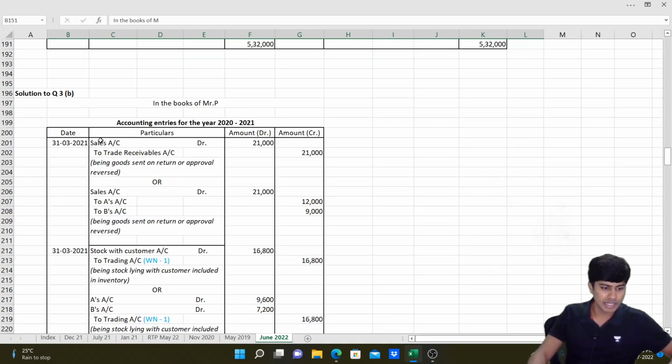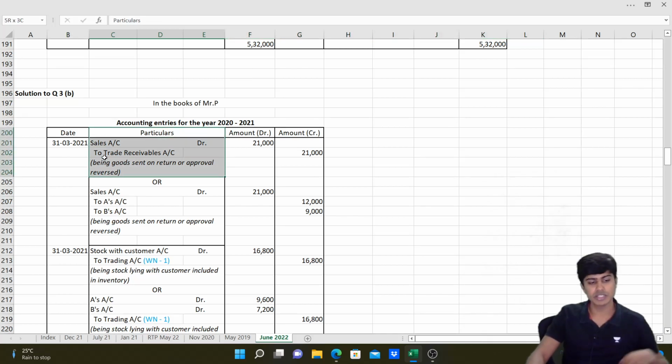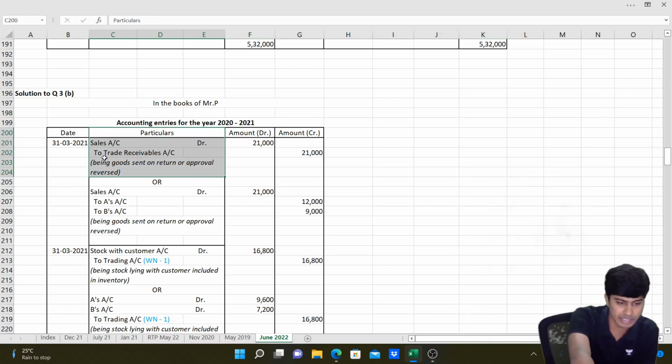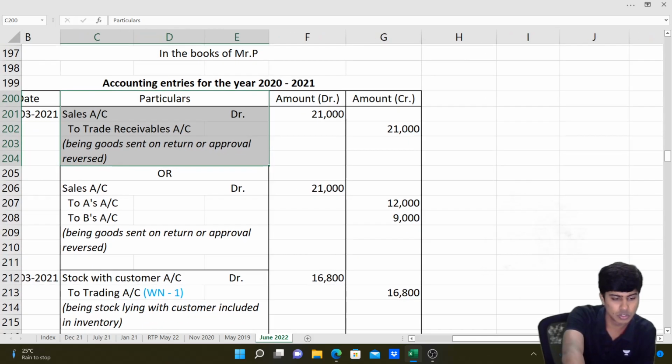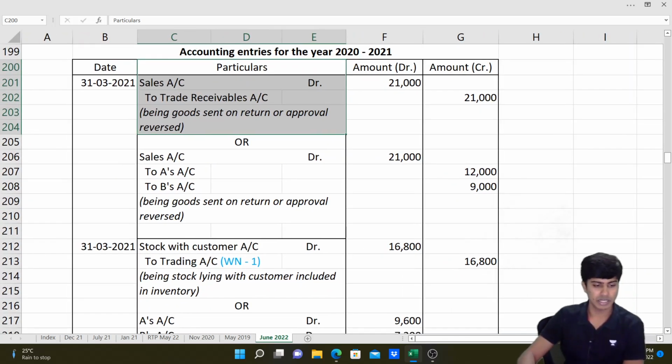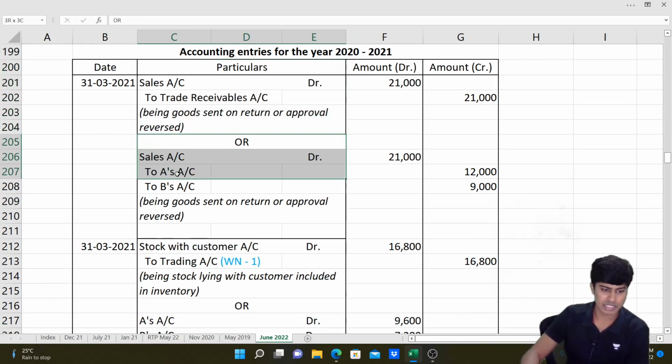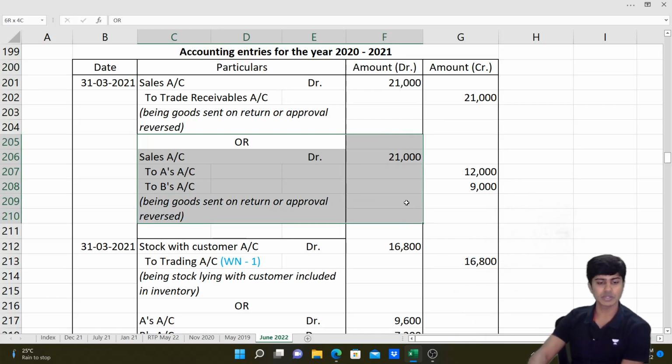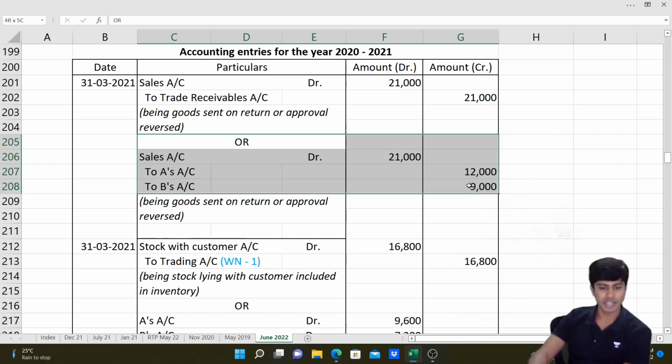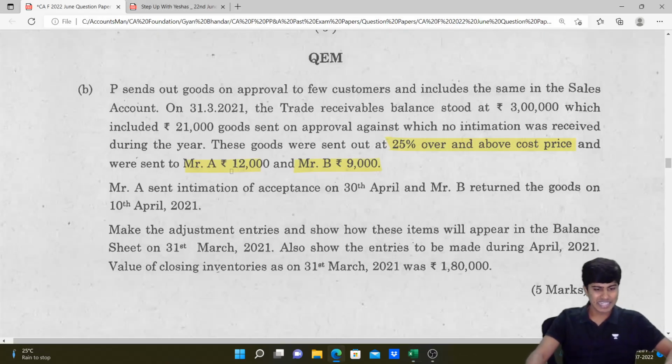See, you can either write sales account debit to trade receivables, or you can choose to write in detail. You can write sales account debit to A account, to B account. Either way, you will fulfill the answer. So 21,000 is the total amount, 12 for A and 9 for B. Great. Then let's go to next one.